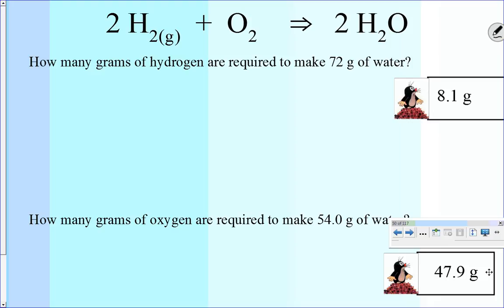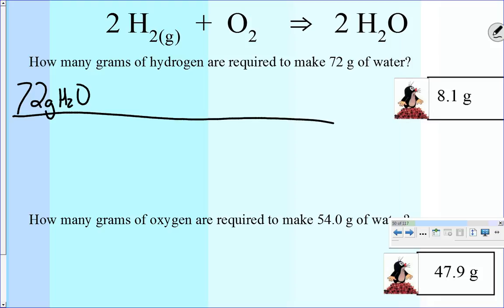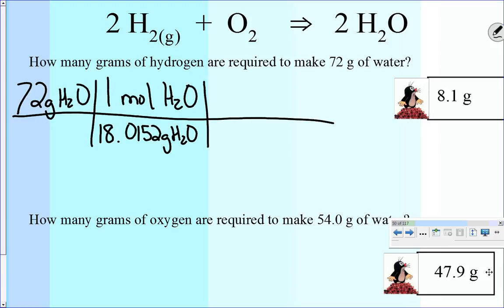The first one, we're starting with 72 grams of H2O. In order to get rid of grams of H2O, we're using our GFM on the bottom. That puts us into moles of H2O. This has now allowed us to get rid of our grams of H2O. Now I need moles of H2O on the bottom, so I'm comparing H2O with hydrogen. So that's a 2 to 2 ratio. So I'm going to have 2 moles of H2 on the bottom.